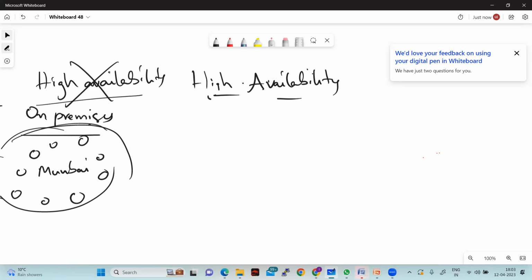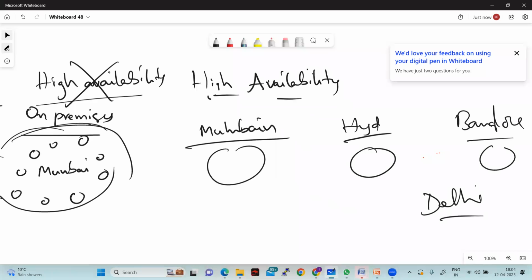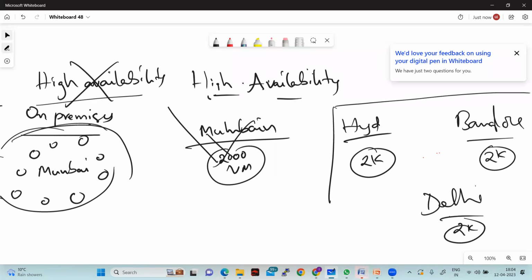But as I told you, now what I did, I took the resources from the cloud provider. How do I take it? Let's say I will take a few resources from Mumbai, and then a few resources from Hyderabad, a few resources in Bangalore, and a few from Delhi. And in each location, let's say I have 2000 VM servers, and here also 2K VM servers, and 2K. Let's say something has gone wrong in here. Then still my application is running on other VMs in other locations.